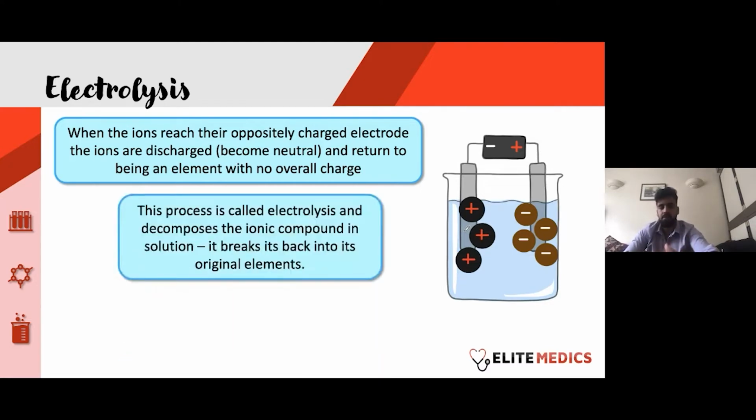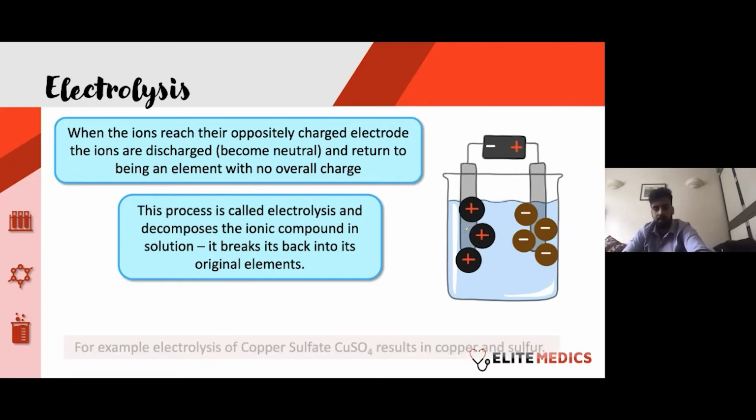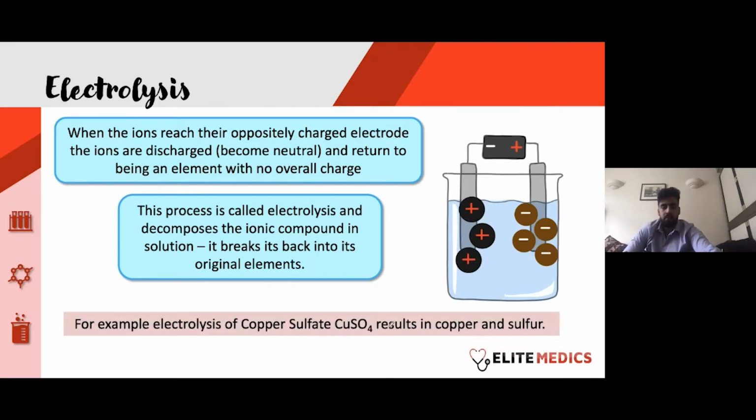So this entire process is what we call electrolysis, where we're breaking down, we're splitting up an ionic compound back to its original elements using electricity. Electrolysis. Lysis means splitting. Electro means using electrical energy. Okay, don't worry too much about this one right now. We'll get on to this in a bit.